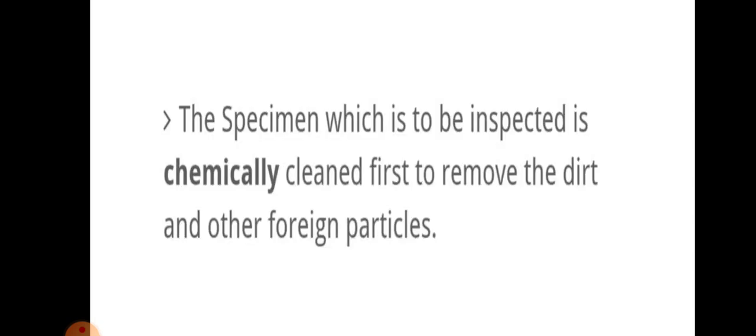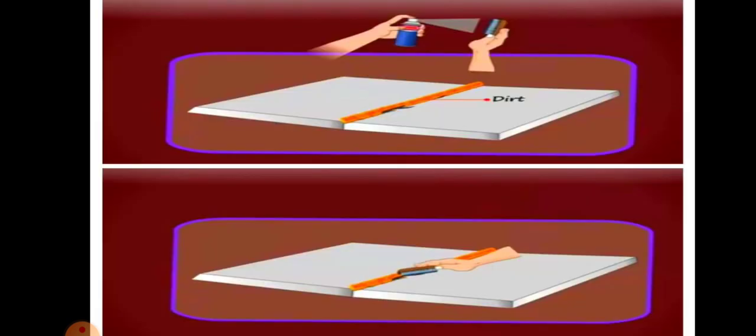Okay, the specimen which is to be inspected is chemically cleaned first to remove the dirt and other foreign particles. So the specimen which is to be inspected, we have to chemically clean first to remove the dirt and foreign particles.